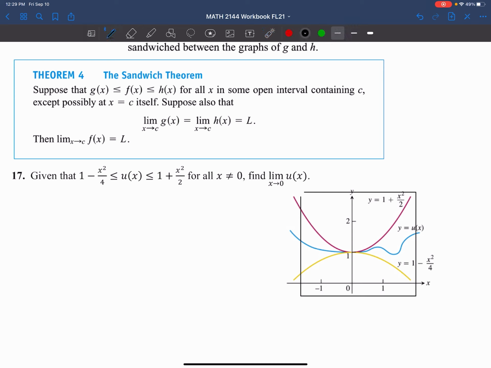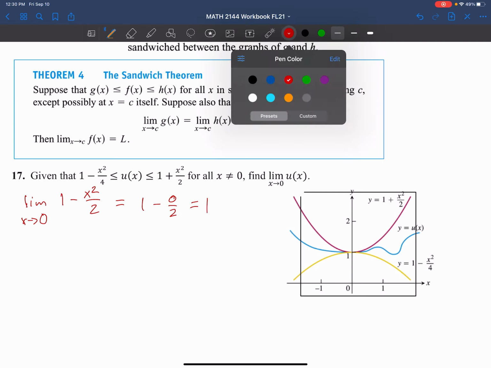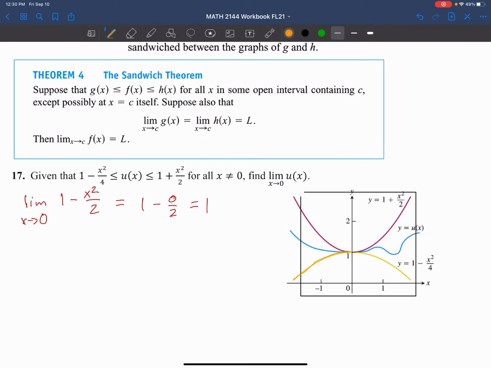So what this sandwich theorem is saying is, let's check the limit of the top function, so the red one. Let's check the limit as x approaches 0 of 1 minus x squared over 2. Try plugging it in. It's 1 minus 0 over 2, which is 1. Let's try the bottom function, which I'll do in orange, because I don't think yellow would show up very well. This is the bottom function.